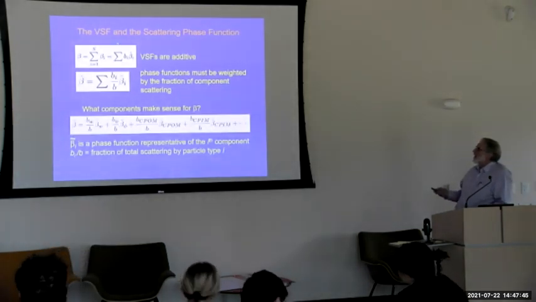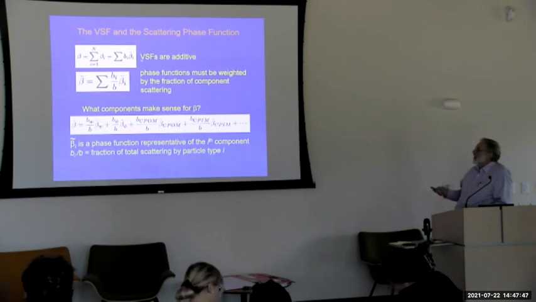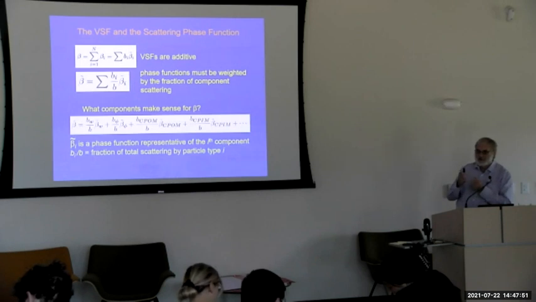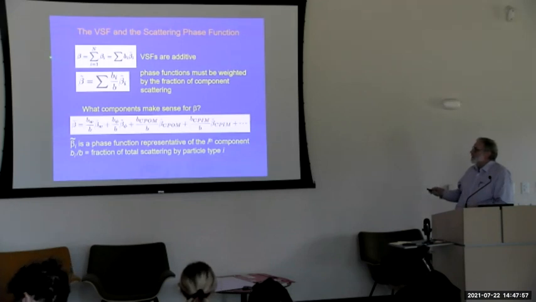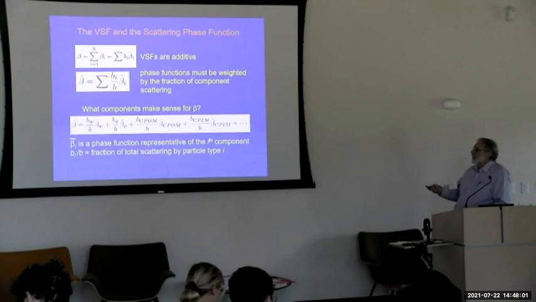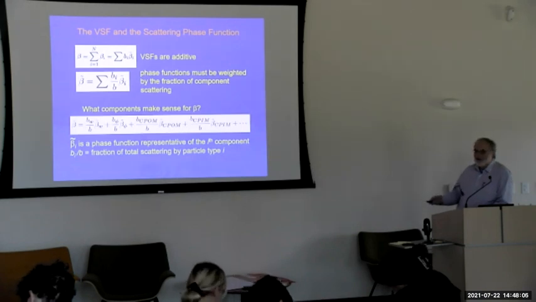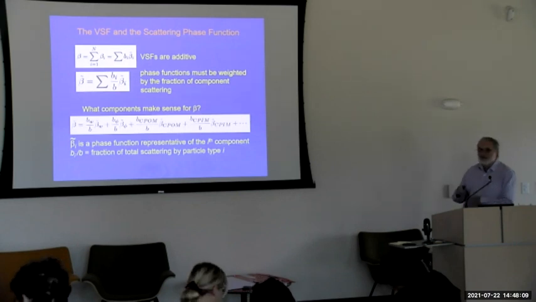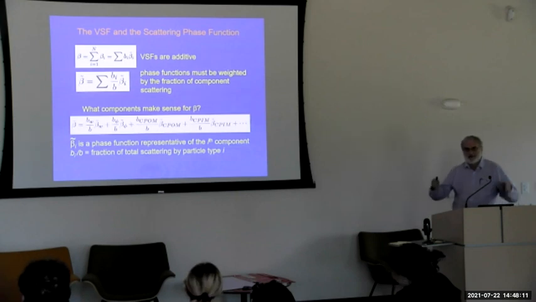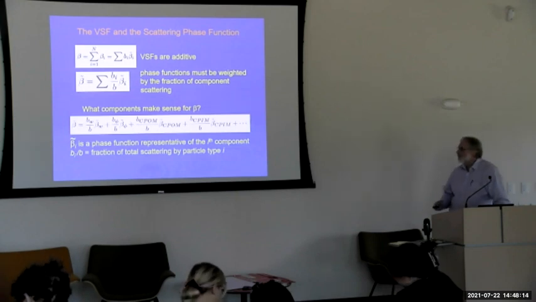The VSF and all the IOPs are additive. So the total absorption is absorption by water plus phytoplankton plus CDOM plus whatever else is there. Same thing for the volume scattering function. If I have the volume scattering function for water and for this phytoplankton and that phytoplankton and that non-algal particle, et cetera, I just add them all up and I get the total volume scattering function for the whole volume of water.